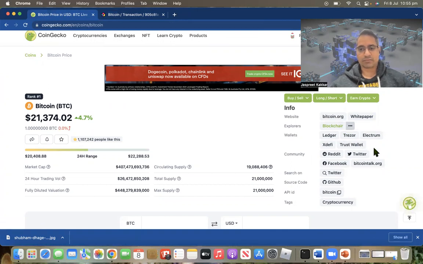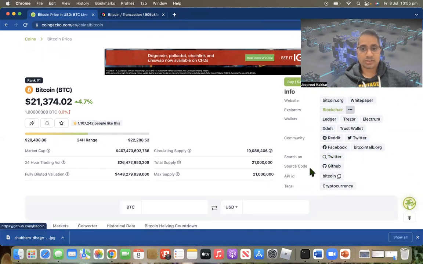Then you have Electrum, which is a desktop wallet, and then you have mobile wallets like Trust Wallet and XDeFi, and so on. So community, if you want to check the community, you have these social media sites available here. You can search it on Twitter. You can also look at the source code.